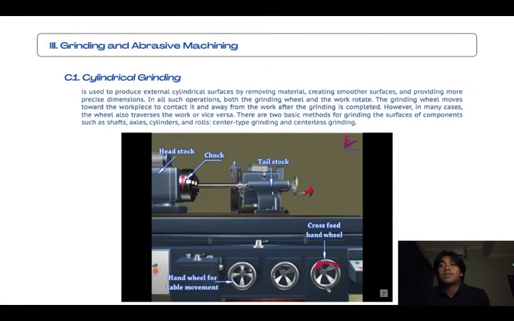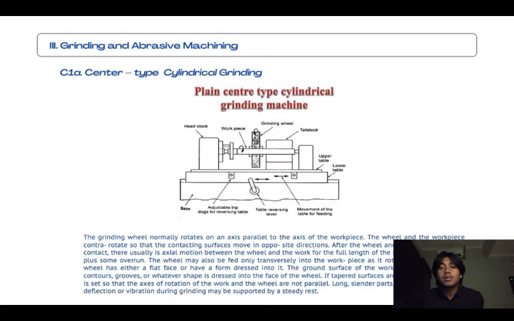There are two basic methods for grinding the surface of components such as shafts, axles, cylinders, and rolls: center type grinding and centerless grinding. Okay, we are still at cylindrical grinding. The first subtopic is center type cylindrical grinding, in which the grinding wheel normally rotates on an axis parallel to the axis of the workpiece. The wheel and the workpiece contra-rotate so that the contacting surfaces move in opposite directions.